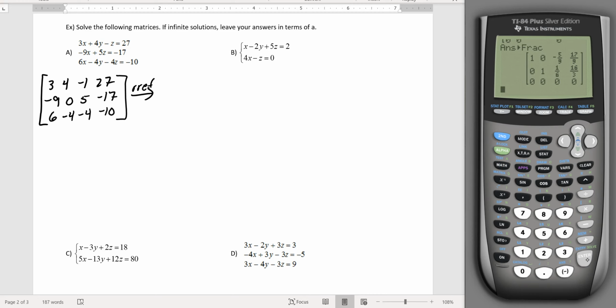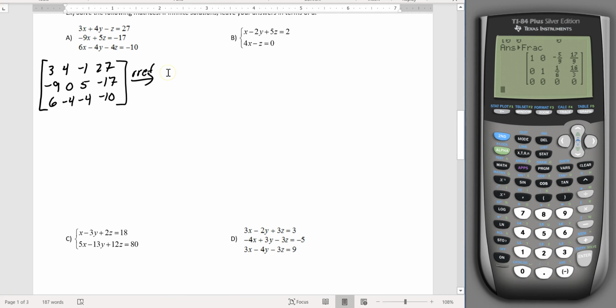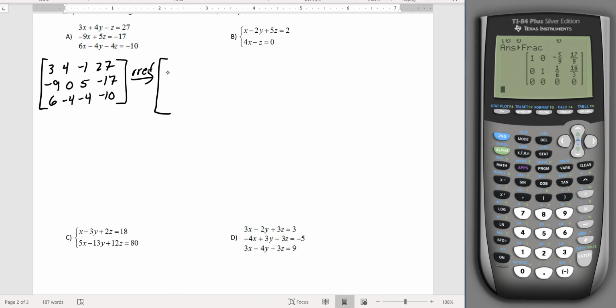All right, look at what we have here. We have 1, 0, -5/9, and 17/9. Then 0, 1, 1/6, and 16/3. And then all zeros. Well, all zeros tells me what? That tells me infinite solutions.